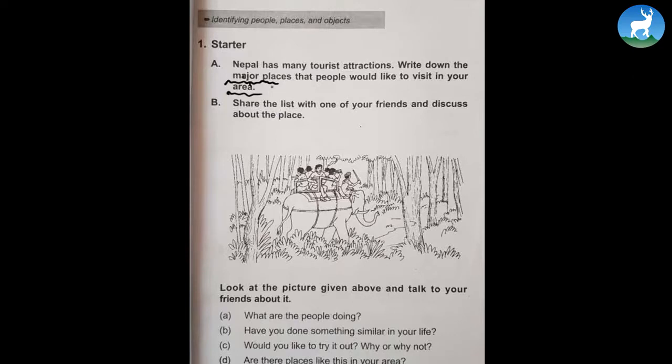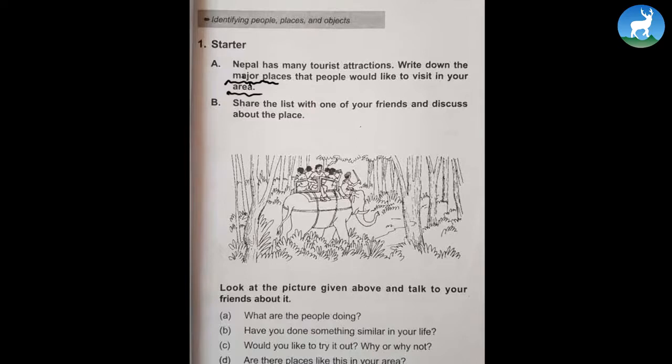It's just a simple writing, or maybe you can discuss it with your friends, and it's very important. Alright, so you can talk about maybe it's a temple, or a certain hill station, or it could be anything, a pond, a river. What do you think? Which part is famous? Which area is famous in your place? So you can talk about that, where tourists can come.